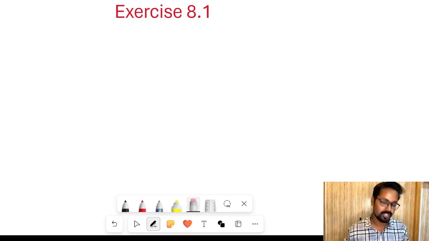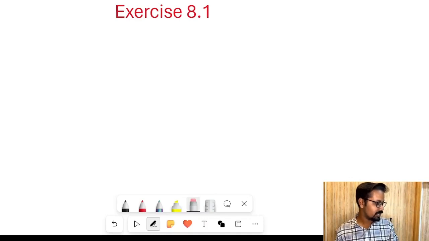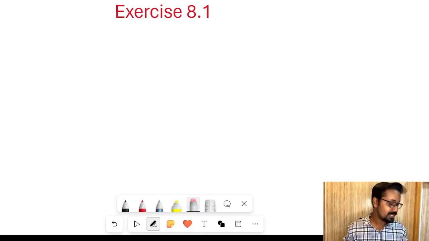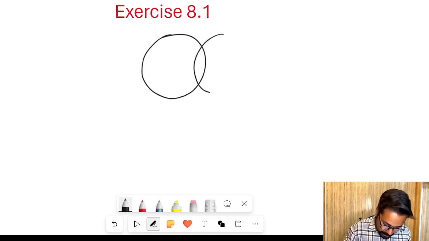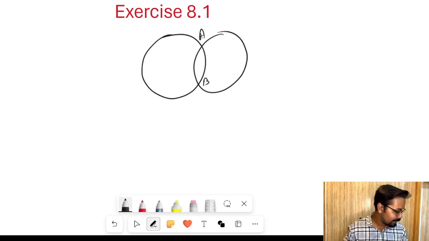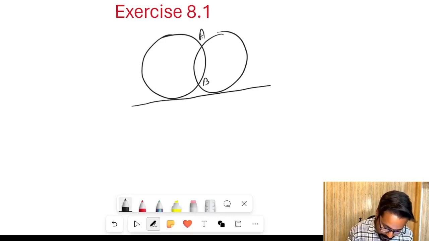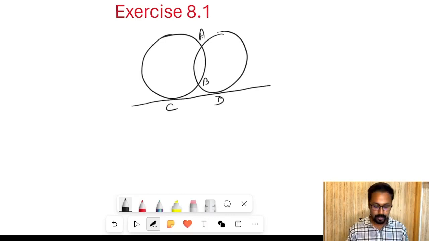So let us start with question number 4. In question number 4, what we can see is there are two circles which intersect each other at the points A and B. Okay, so let us draw the two circles first. There are two circles which intersect each other at the points A and B. Now there is a common tangent which touches the two circles at C and D. So C and D are the 2 points where a common tangent touches both the circles.